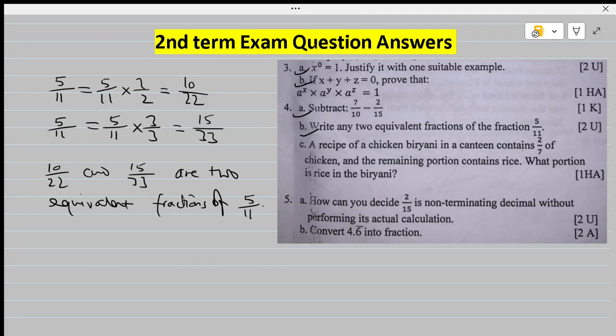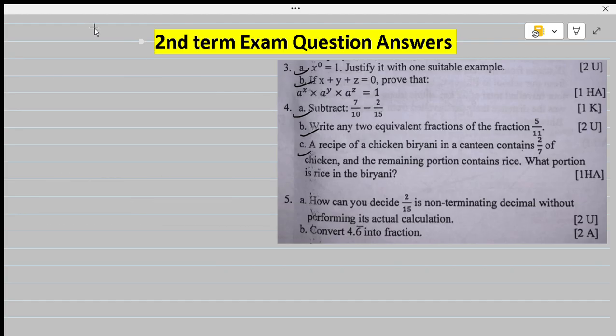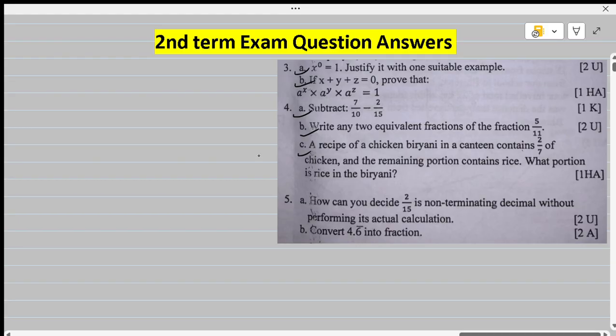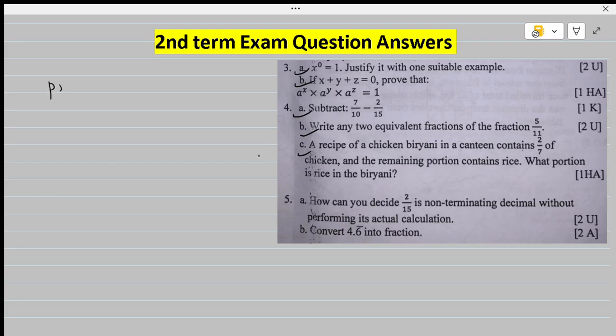So that was number 4B, and now I'll go with number C. Let's make this clear. Number C: a recipe of chicken biryani in a canteen contains 2 by 7 part of chicken, and the remaining portion contains rice. So what portion is rice in the biryani? The whole portion we can consider as 1. So the portion of chicken is given here as 2 by 7.